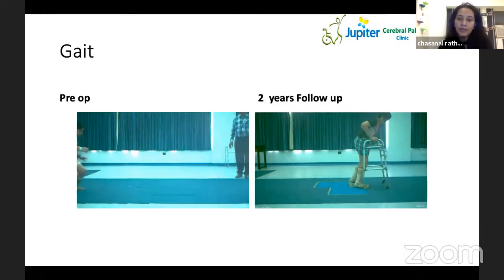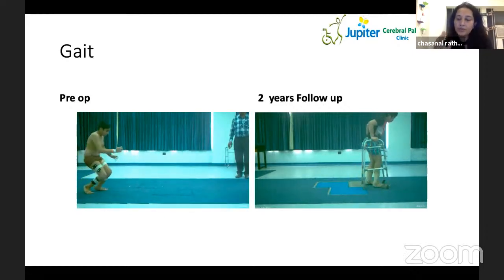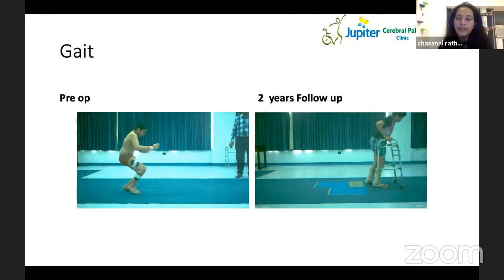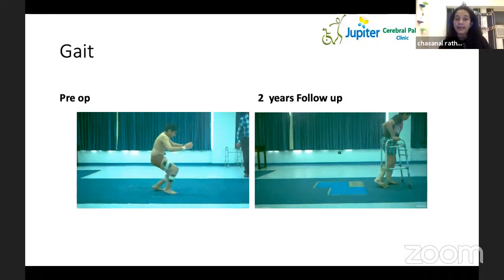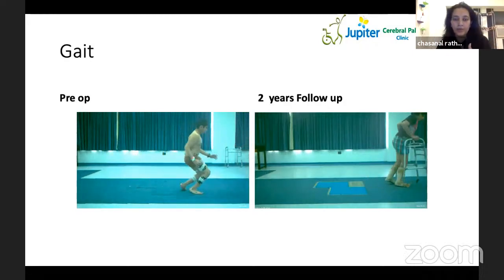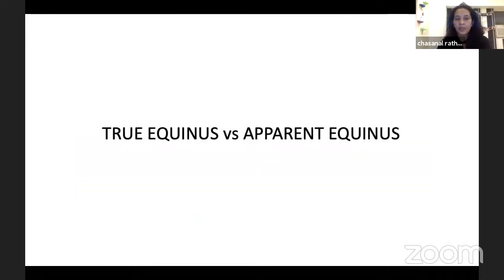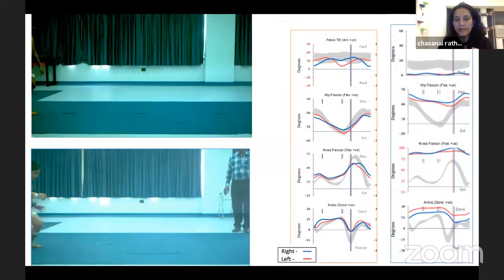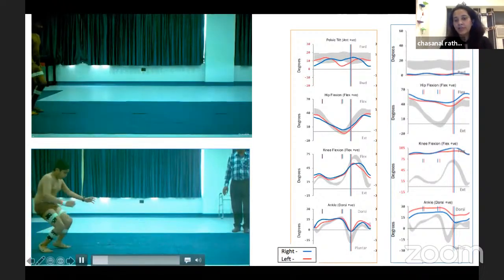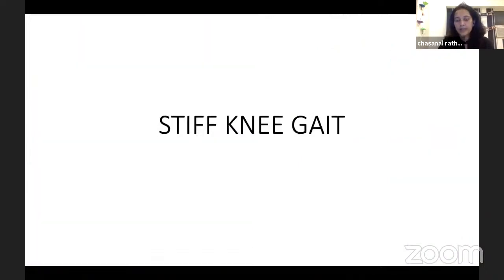So before doing a gastroc lengthening, it is very important to differentiate if it's a true equinus or an apparent equinus, and the gait lab holds a very big importance when differentiating between these two. So that's what I mentioned here. If we look at this, this is what the normal graph is, and here it was dorsiflexion. So that's what I meant, that lengthening a gastroc here could actually be disastrous.